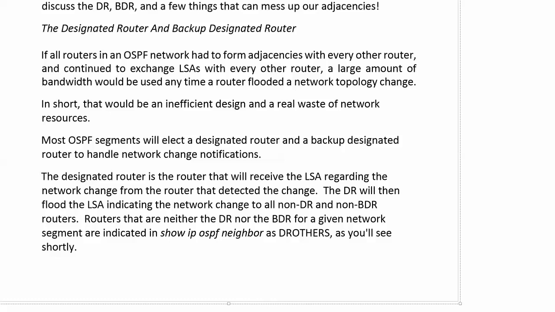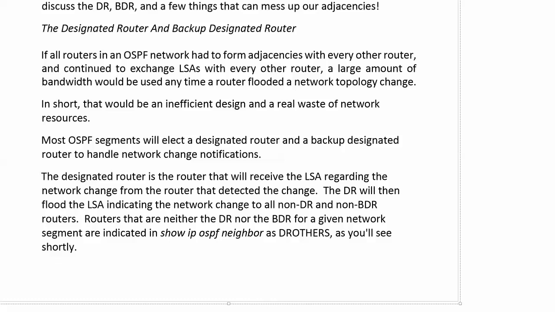The designated router is the router that will receive the LSA regarding the network change from the router that detected the change. It's then the DR that floods the LSA indicating that change to all the non-DR and non-BDR routers. So it's done in a much more orderly fashion than everybody just screaming at everybody. The router that detects it lets the DR know about it, and then the DR lets everybody else know about it. The router that detects that change also lets the BDR know about it.